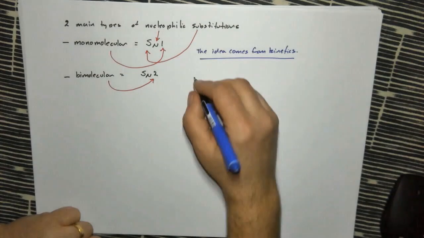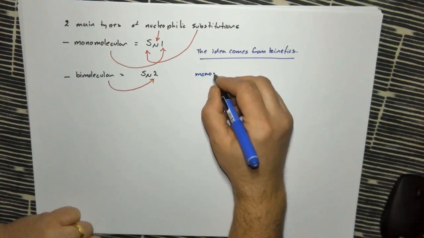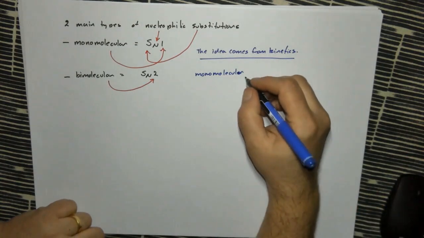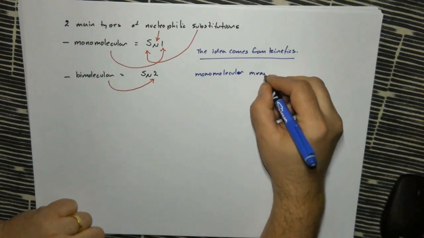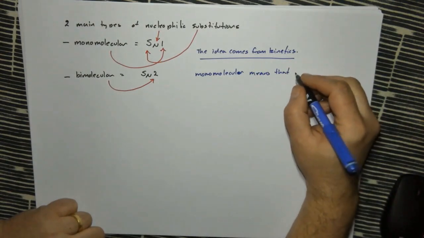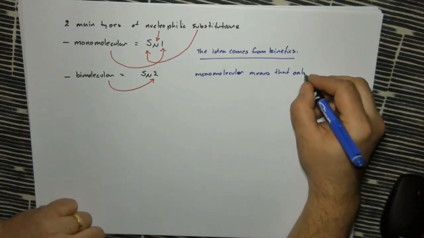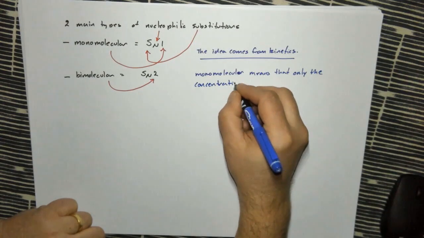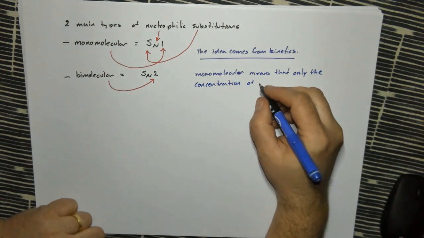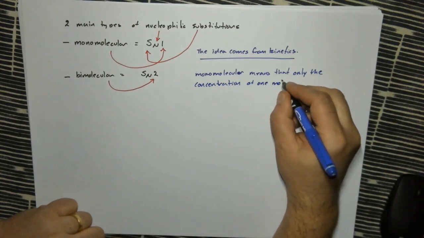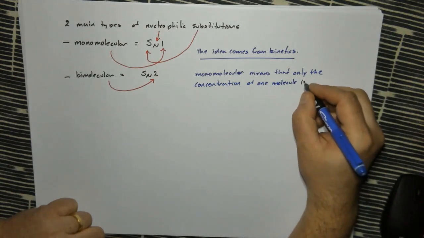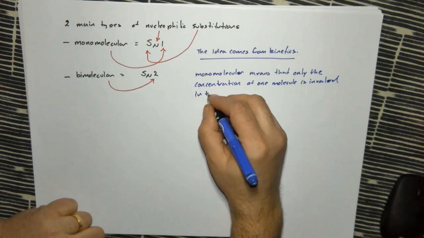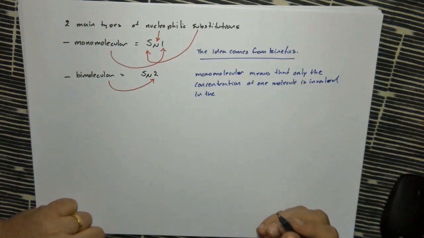So the idea that comes from kinetics is that monomolecular reaction steps, or anything that has that name, means that only the concentration of one molecule is involved in the rate determining step.